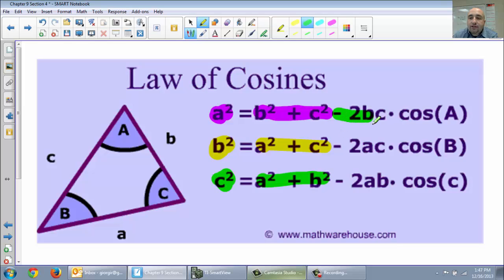And then they're all the same, minus 2bc, minus 2ac, minus 2ab. Whatever these two letters are right at the equal sign, those are the two letters that are multiplied by 2. And they're all cosine, cosine, cosine, and then whatever letter is on the left: this one says a squared, so what letter is on the right? Capital A. This one says b squared, so what's on the right? Capital B. This one says c squared, so what's on the right? Capital C. So those formulas are all the same. As long as you know one, you know the other two.